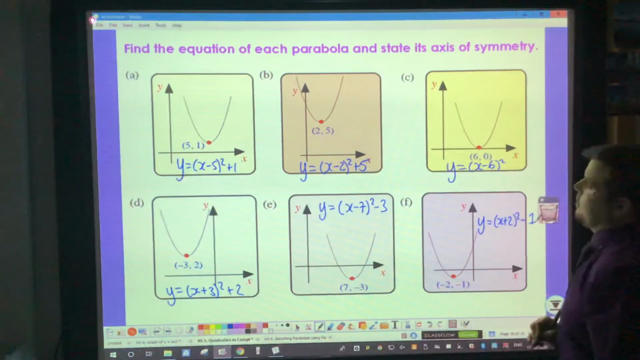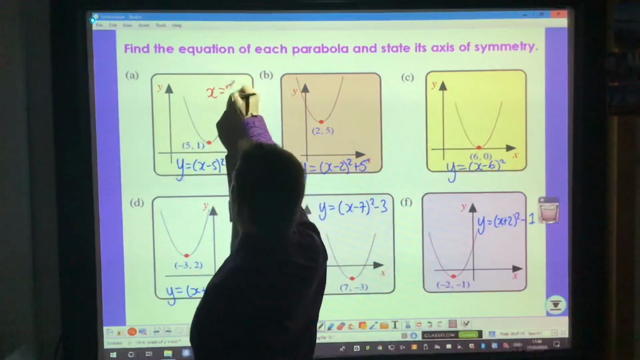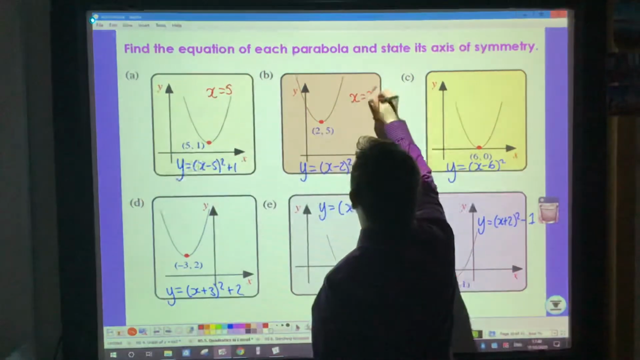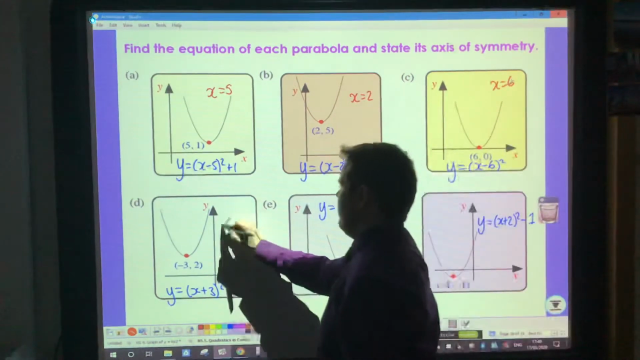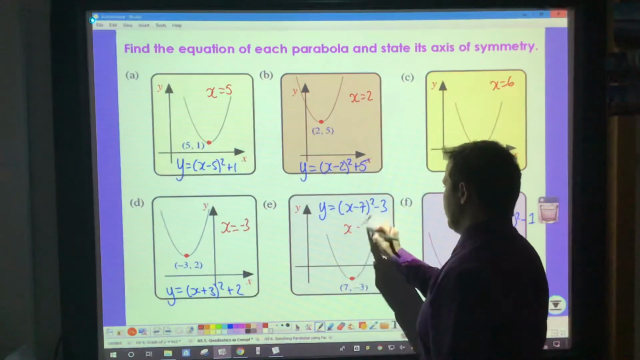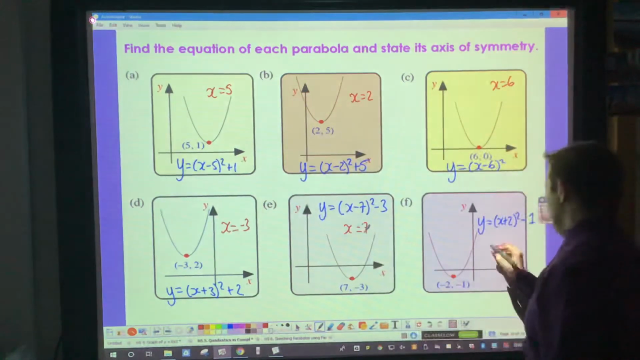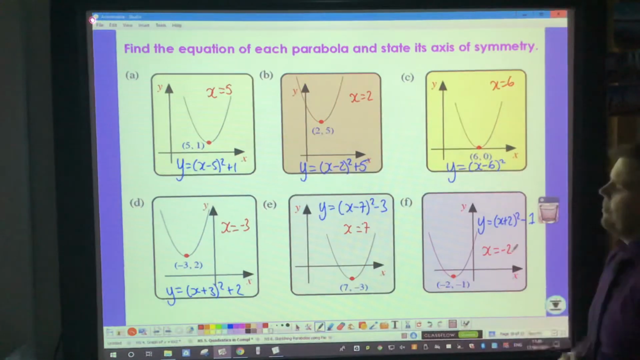It does say the axis of symmetry. Remember, that is the x coordinate of the turning point. So the first one is x equals 5. That is x equals 2. That is x equals 6. This one here, x equals minus 3. This one here, x equals 7. This one here is x equals minus 2. Okay.